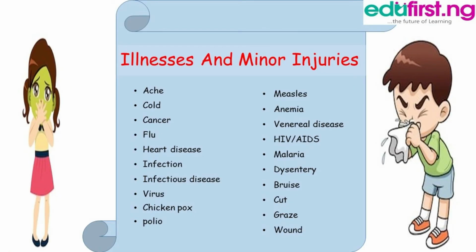Now let's look at some illnesses and minor injuries. We have ache, which could be headache, stomach ache, toothache, and so on. We have cold, cancer, flu, heart disease, infection, infectious disease, virus, chickenpox, polio, measles, anemia, venereal disease, HIV and AIDS, malaria, dysentery, bruise, cut, graze, wound.